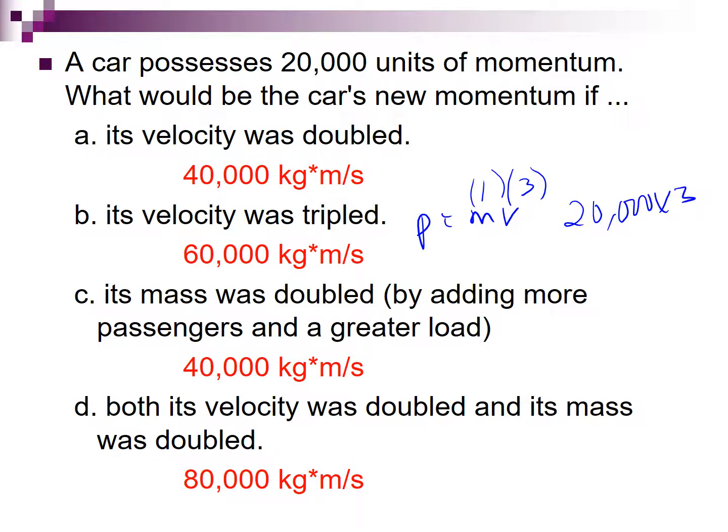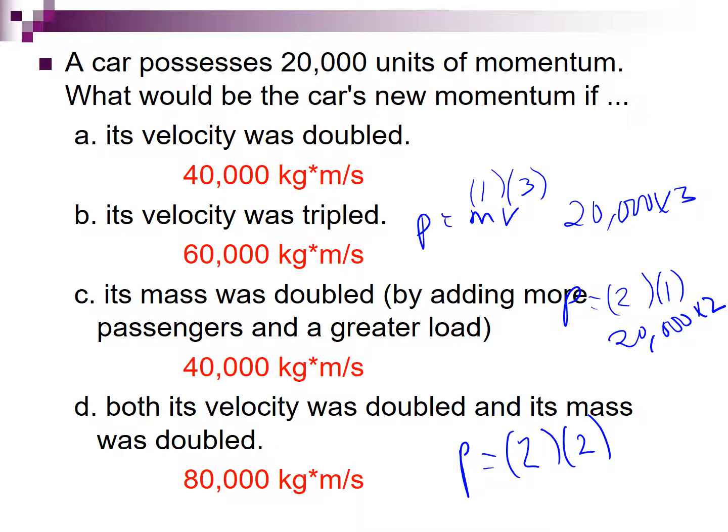If mass was doubled, so m changed to 2 by adding more passengers and a greater load, we keep that the same. We just multiply momentum by 2. So 20,000 times 2. If both velocity was doubled and mass was doubled, so that's times 4. So 20,000 times 4 would be 80,000.